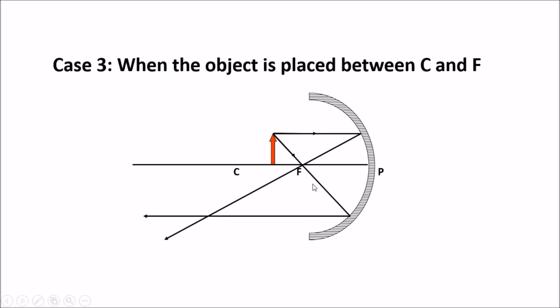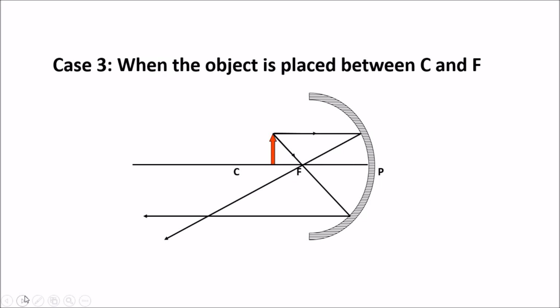So whether you draw with rule 1 and rule 3, or rule 1 and rule 2, any two rules, you will get the correct results. And you can see the rays are meeting somewhere here. And now this is the real region, which means the image in this case formed is real and inverted because it is below the principal axis.